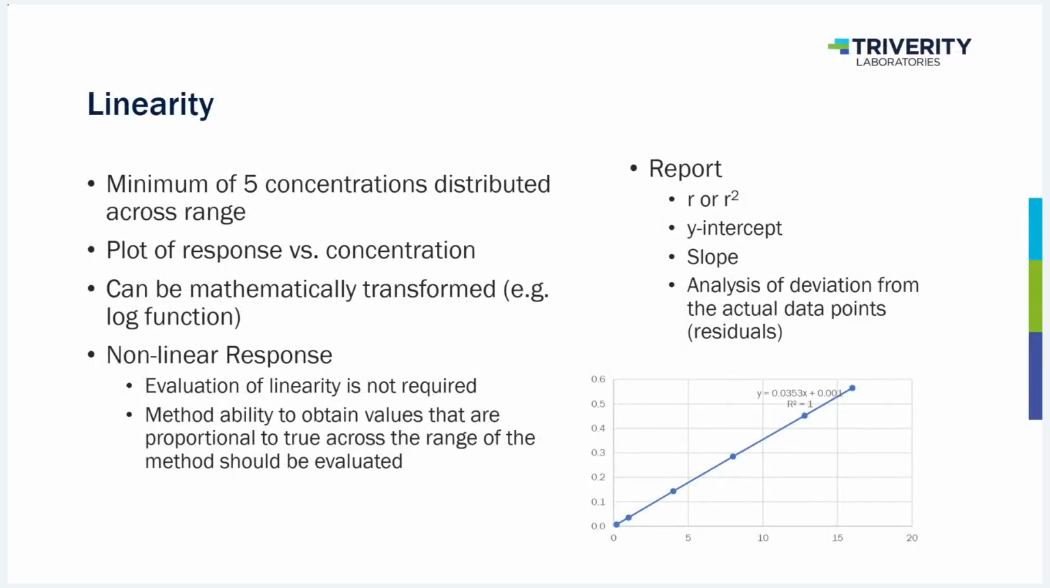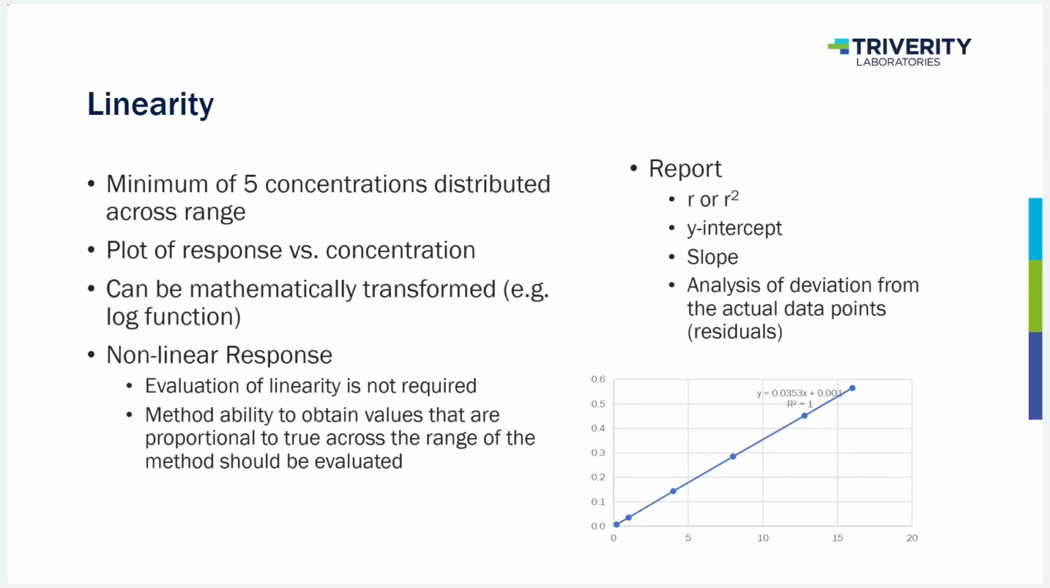For linearity, we want to see a minimum of 5 concentrations across the range of the method. I typically do 6 for impurities, lower level, and 5 for assay. You want to plot the response versus the concentration. I've got a poorly labeled graph there for you. So the concentration's on the bottom of the graph and the response is on the y-axis. You can mathematically transform the curve using like a log function if you need to, if it's not linear.